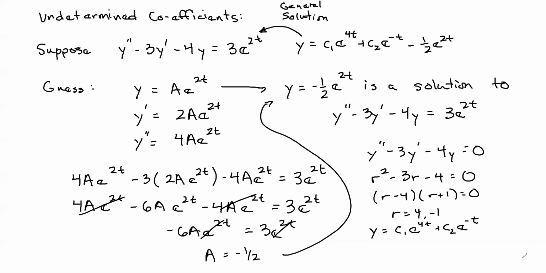What about if you were going through and solving and you had trig functions? So what if we had y double prime plus 3y prime minus 4y equals 2 sine t? What would our guess be there?